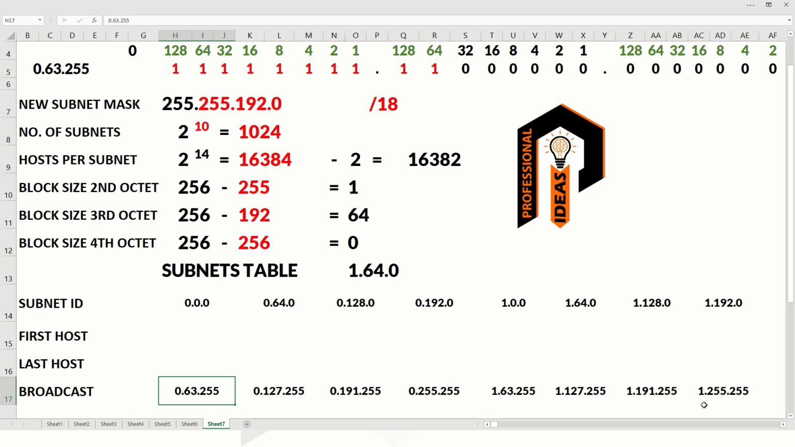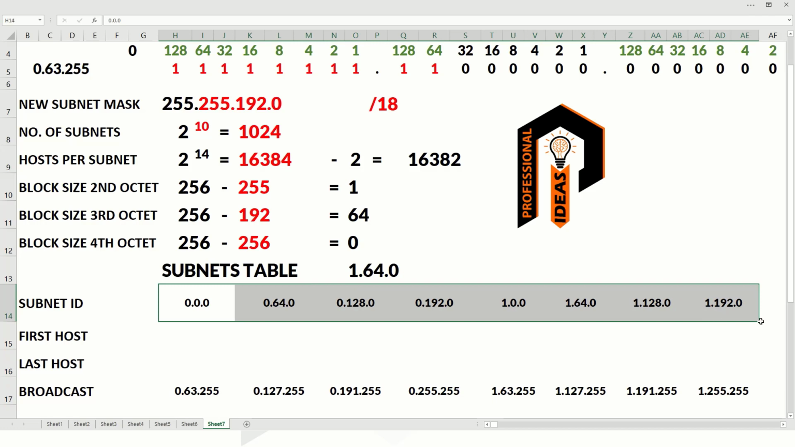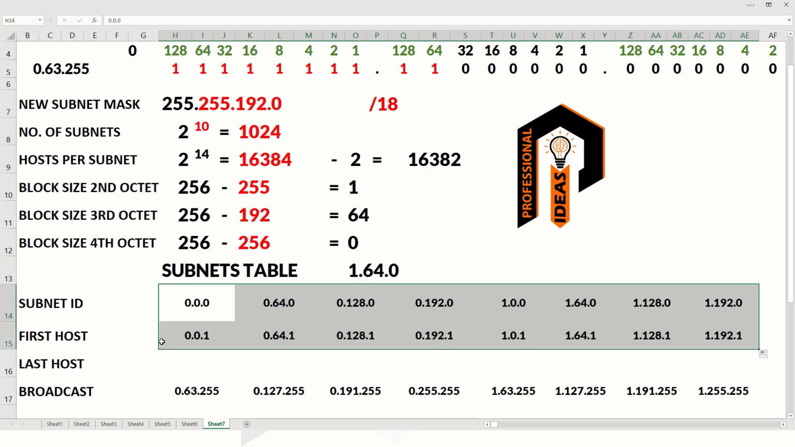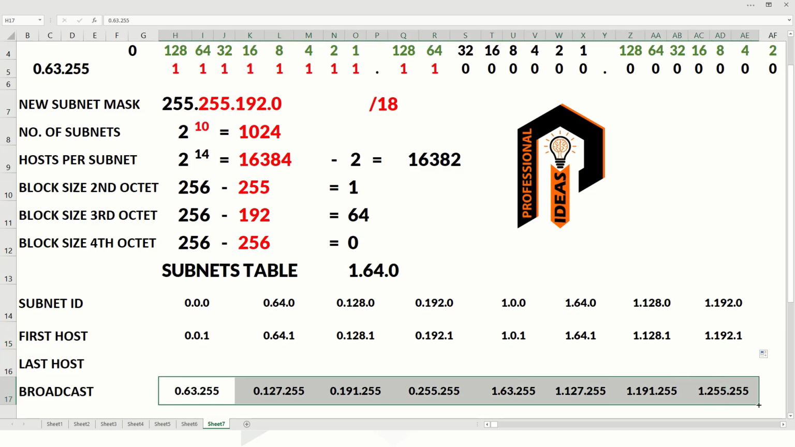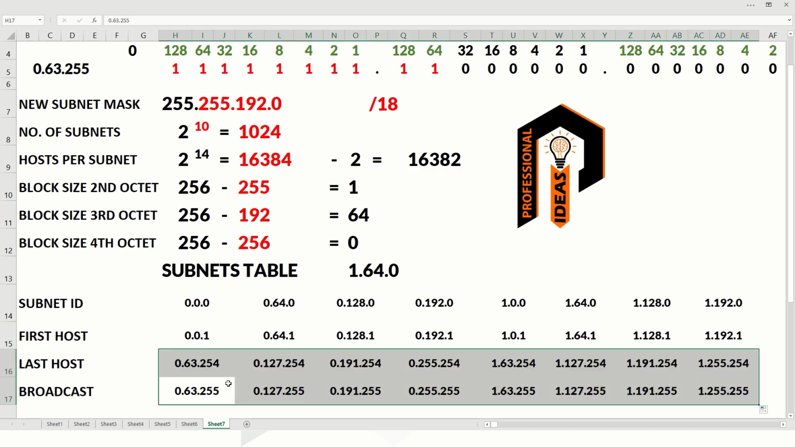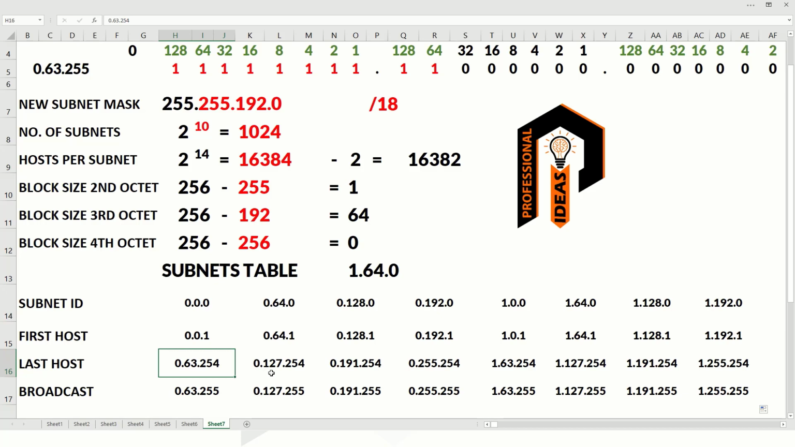To find the first valid host, add 1 to each subnet ID. So the first valid host of each subnet ID will be 0.0.1, 0.64.1, 0.128.1, and so on. To find the last valid host, subtract 1 from the broadcast address of each subnet. So we get 0.63.254, 0.127.254, 0.191.254, and so on as the last valid host of each subnet ID. Hence we have subnetted class A network up to /18.